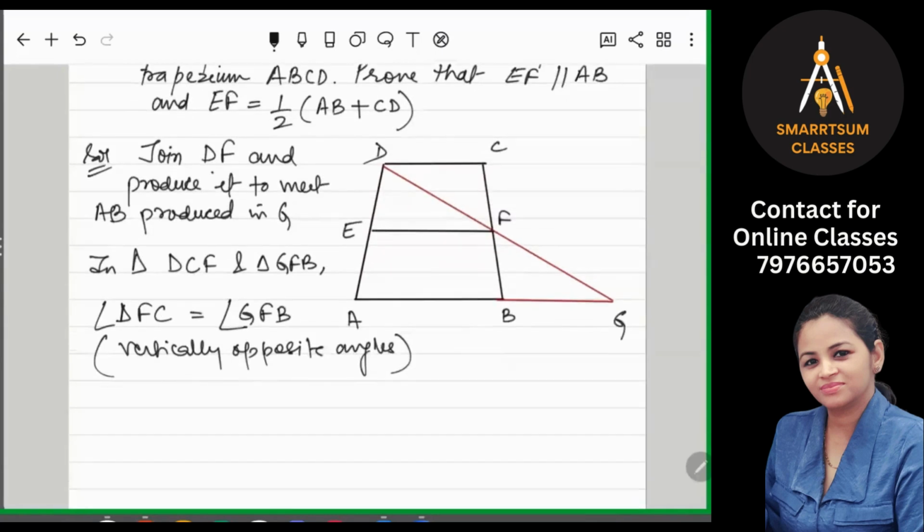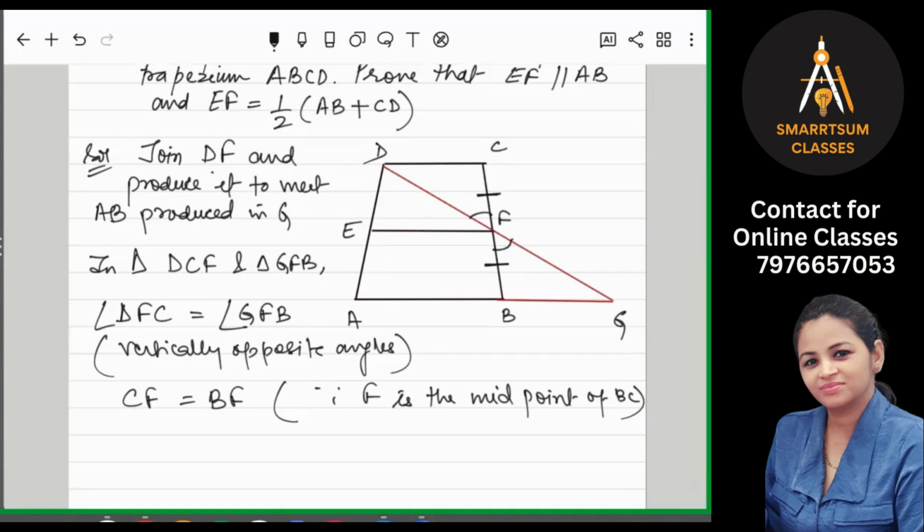Then CF is equal to BF. Just look at it. CF and BF will be equal. Why? This is given in the question, because F is the midpoint of CB. So write down, since F is the midpoint of BC, this angle is equal to this angle, and CF is equal to BF.